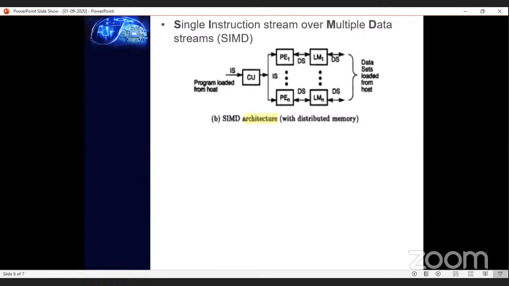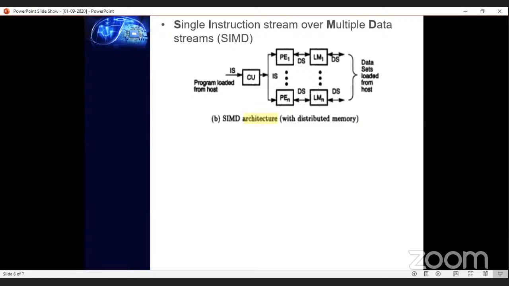Then the next one, single instruction stream over multiple data stream. So what about this architecture, sir? This architecture is somewhat new for you. We know the architecture of SISD because we are using the SISD computer, the sequential computer. So we know well, within SISD, there is a single controlling unit, a single processing unit, and a memory.